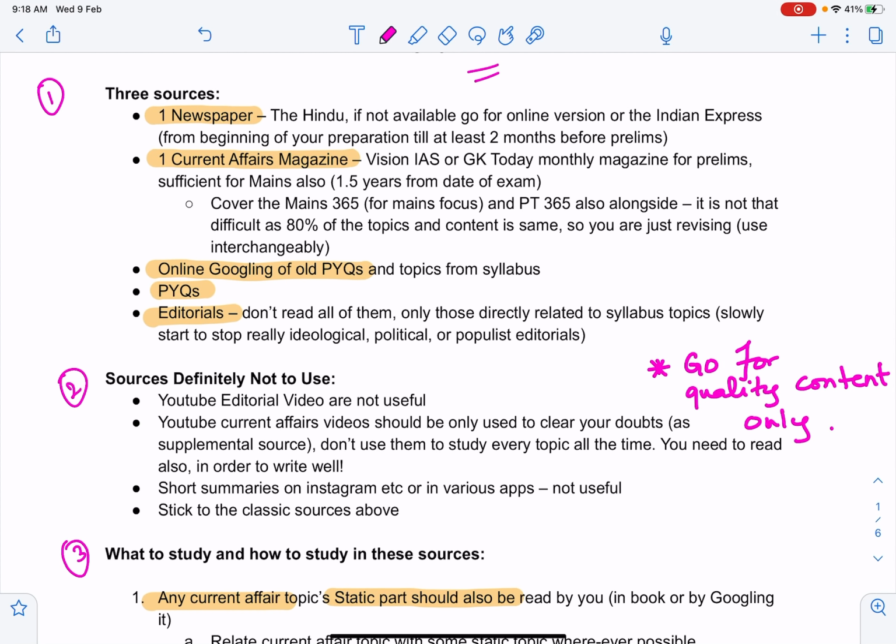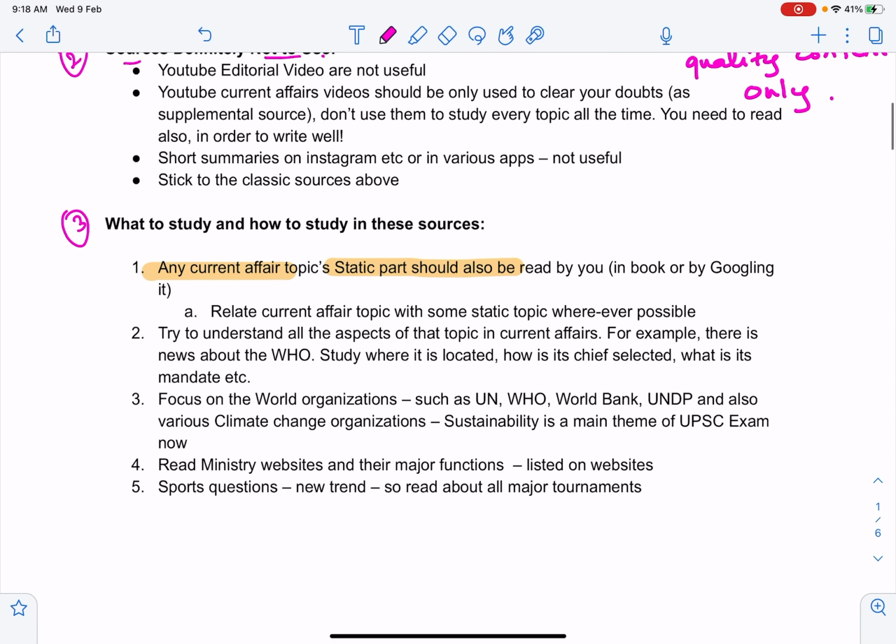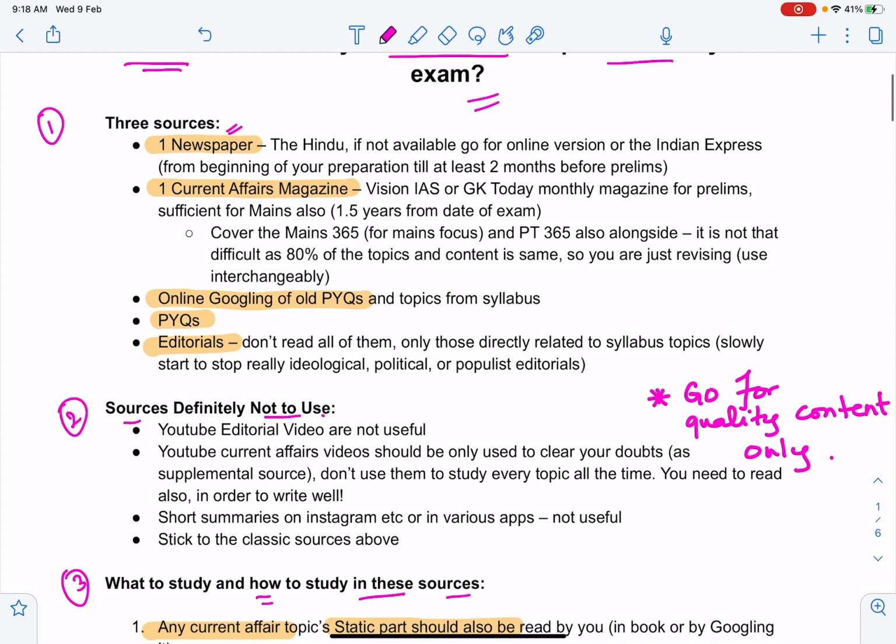What are the sources that you should use? What are the sources that you should definitely not use? And what to study and how to study in these sources? What are the things you should study and how you can study these things? Because it is not only important what to study, but also it is important how to study. Focus on the how as much as possible. So I'm going to show you that today.